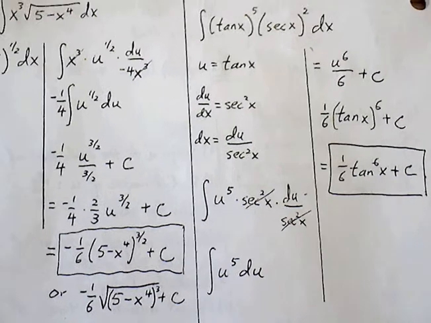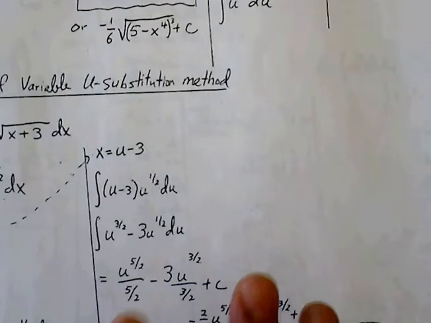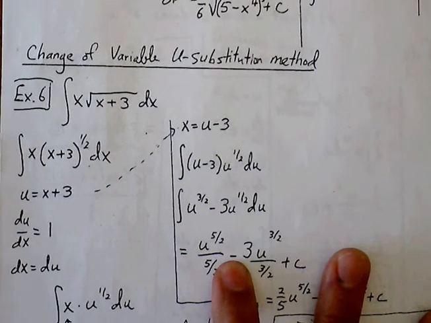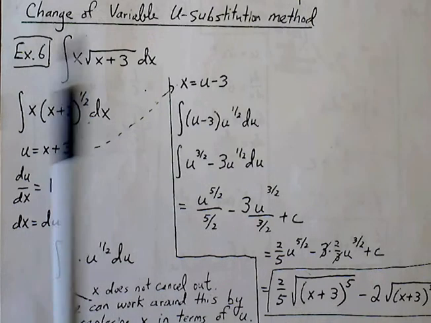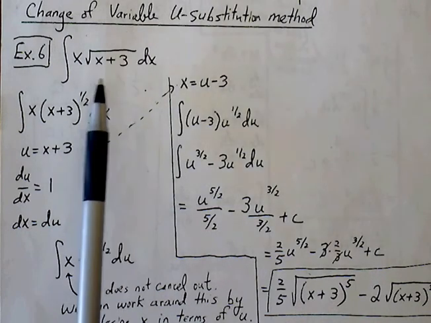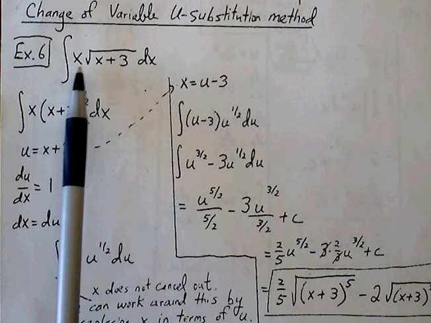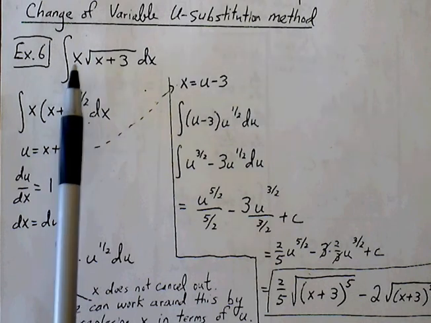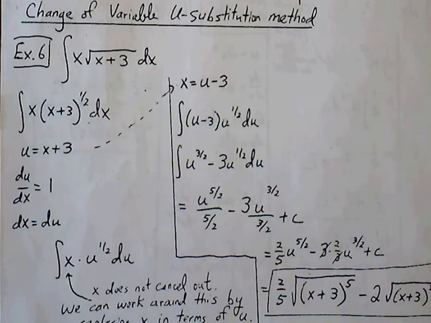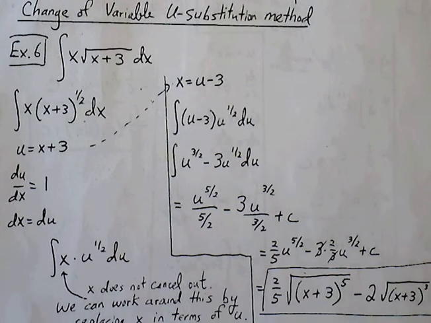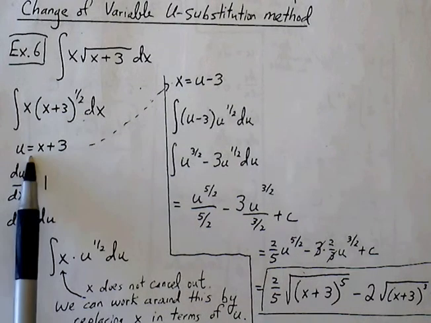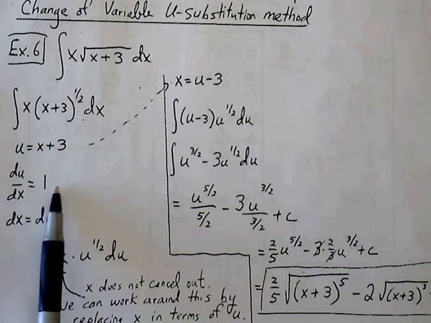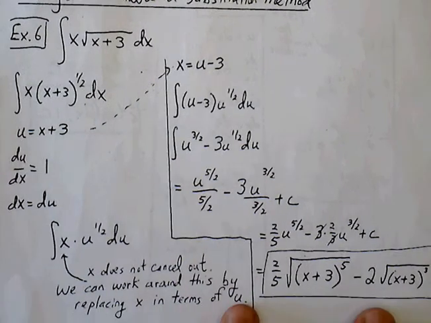All right, example 6. This is a different method for U-substitution. This is called the change of variable U-substitution method. And this is where halfway through we're going to see that we will be unable to cancel out the variable sitting here. So let's say we step through this problem the same way that we did with previous. So convert radicals to rational exponents. We see parentheses here, so we set u equals x plus 3. Derivative, d over dx is 1, so solve for dx equals du.